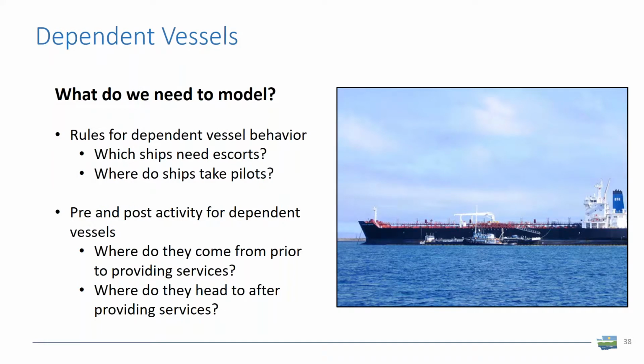To represent this type of vessel movement, we can't rely solely on AIS data. We need to produce a series of rules that outline which vessels need escorts, pilots, bunkers, where they need them, and when. In addition, we have to come up with a strategy for representing the movements of the dependent vessels before and after they provide their service. Where did they come from and where are they going? And this is an area where we welcome your help as well.